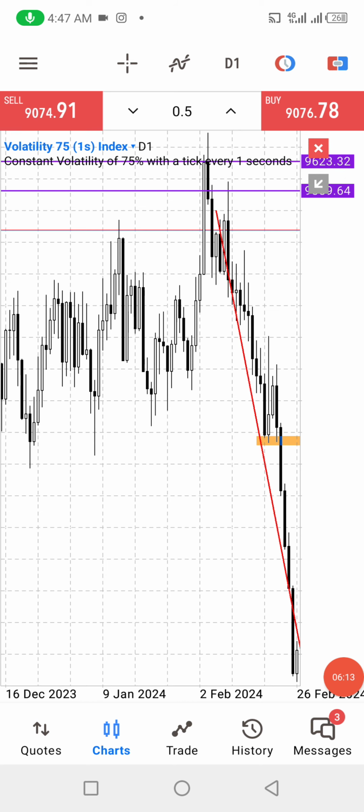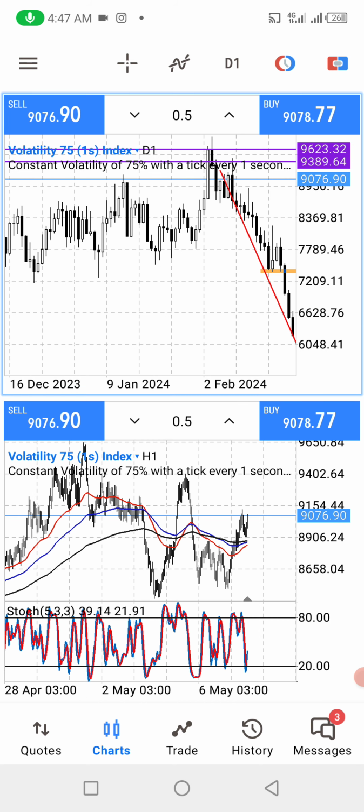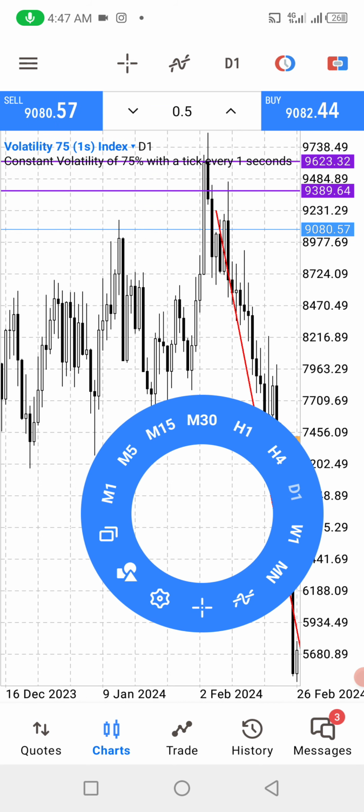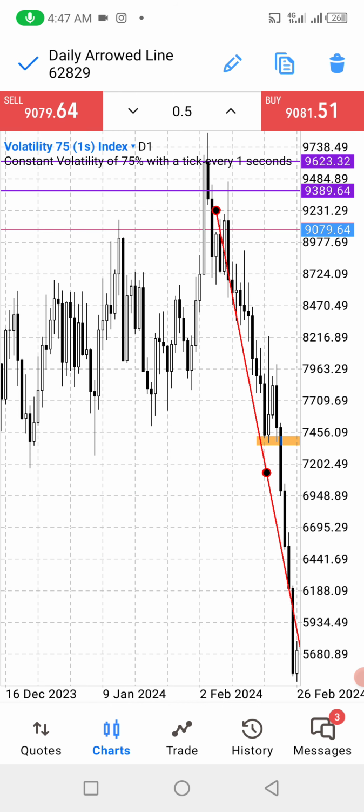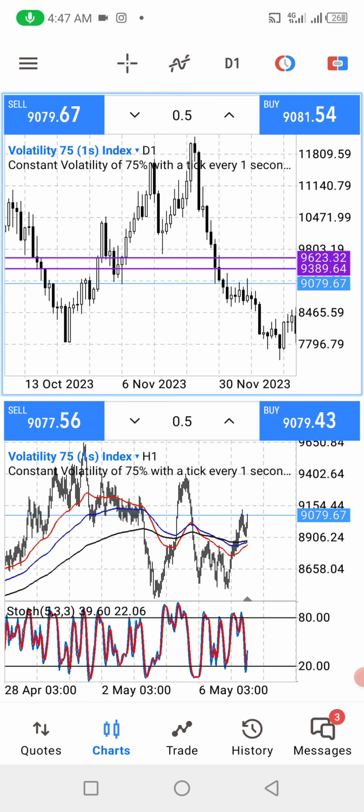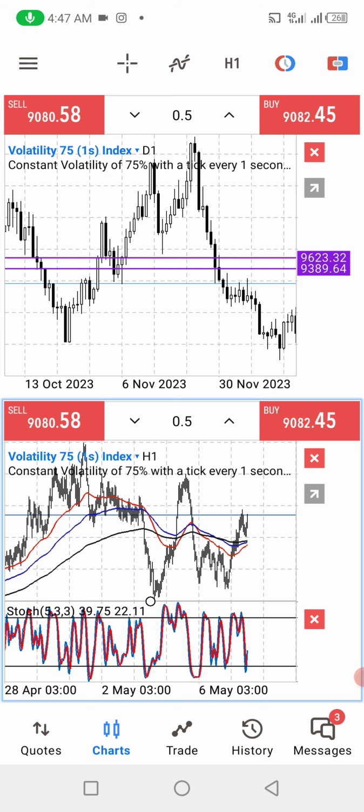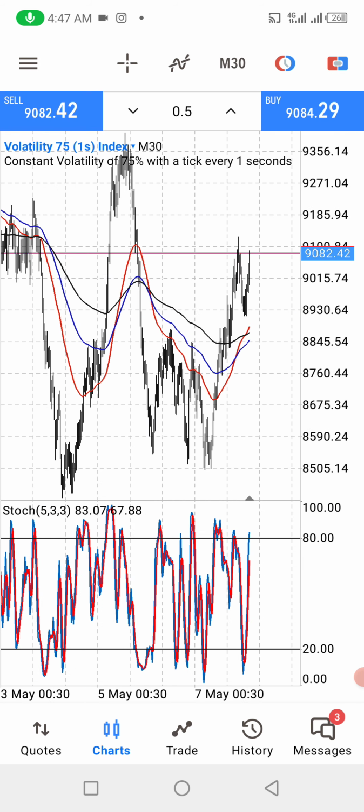So what I'm doing now is structural analysis and price action analysis. It's going to buy and reach here. Now, for you to confirm that this buy is really going to happen, you go to the moving average and check. But the time frame you are going to use is a lower time frame, the 30 minutes time frame, so that you understand what is happening.